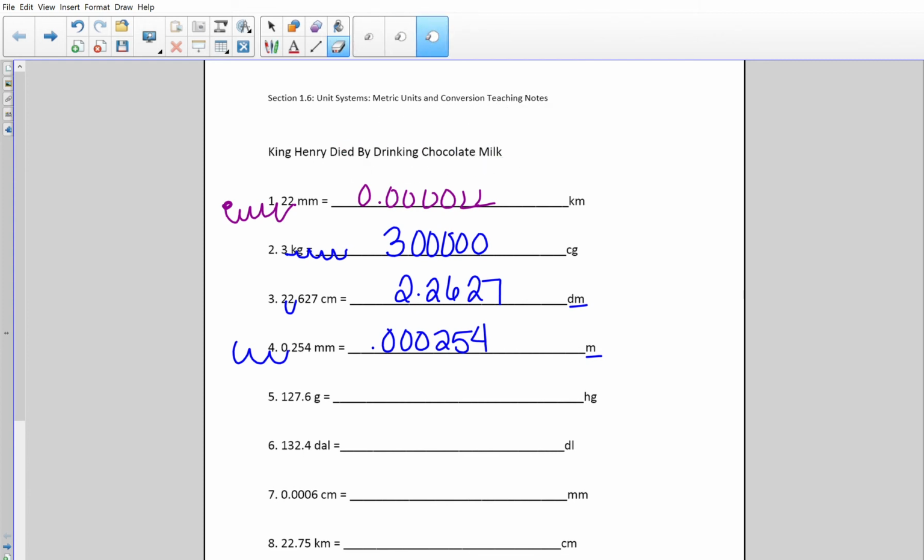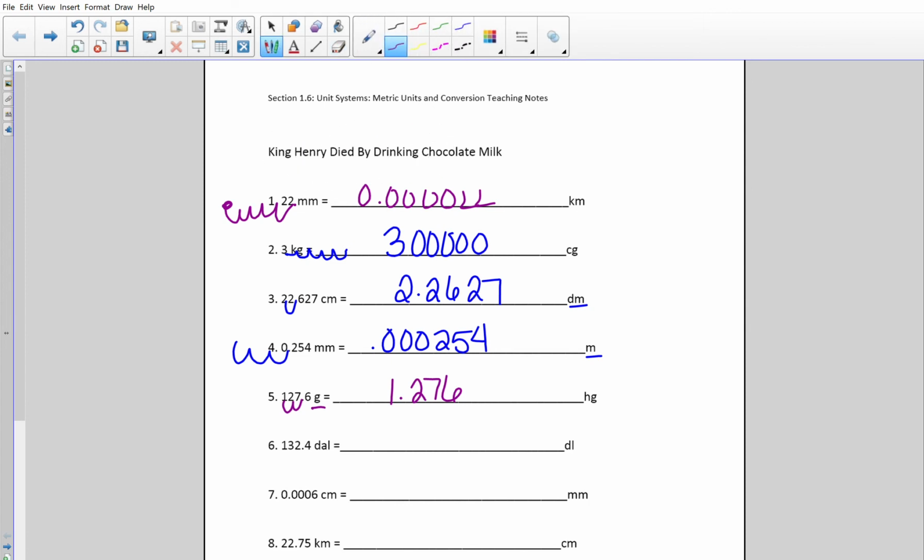Okay, so for the next one, we have grams to hectograms. So remember, it's just a single letter, so it's in the base, and we want to move it to the H. So it's 2 jumps to the left. So 2 jumps to the left makes that 1.276 hectograms. Okay.